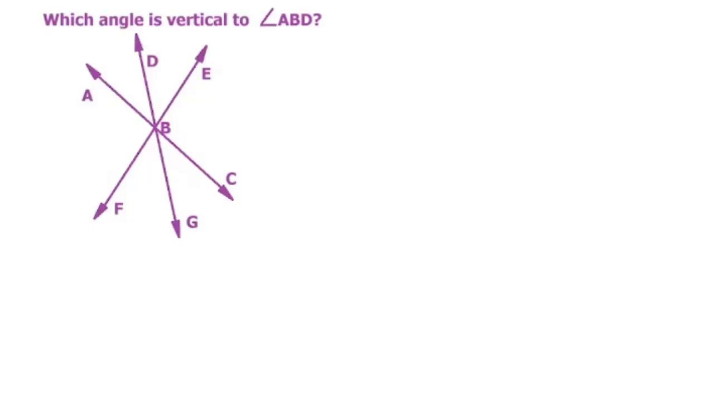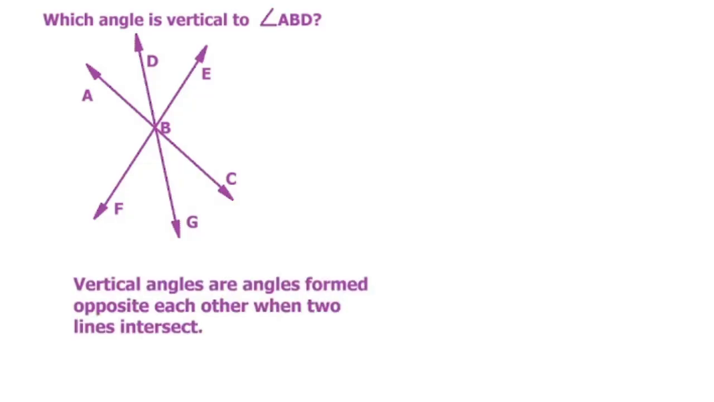In today's video, I'm going to teach you about vertical angles, and I'll teach you all the tricks you need to know about it. So if we have a problem here that says which angle is vertical to angle ABD? Well, first let's understand the meaning of vertical angles. Vertical angles are angles formed opposite each other when two lines intersect.